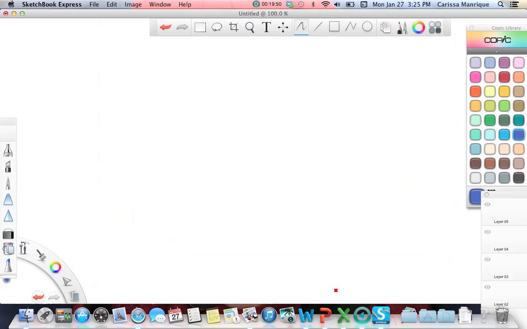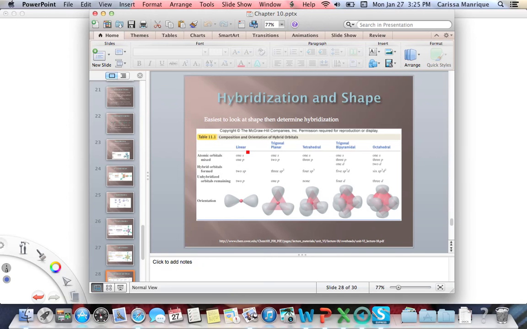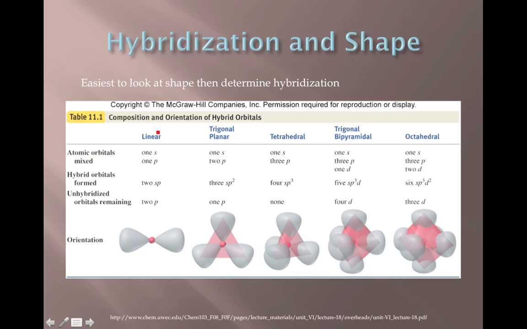Okay, now let me show you this chart. This chart shows you everything, and these actually go with the shapes. The electron shape. So anytime you have a linear electron shape, you're always going to be sp hybridization. If you have a trigonal planar electron shape, now again, not the molecular shape, but the electron shape, this is an sp2. Tetrahedral is always sp3. Trigonal bipyramidal is sp3d. And octahedral will always be sp3d2.